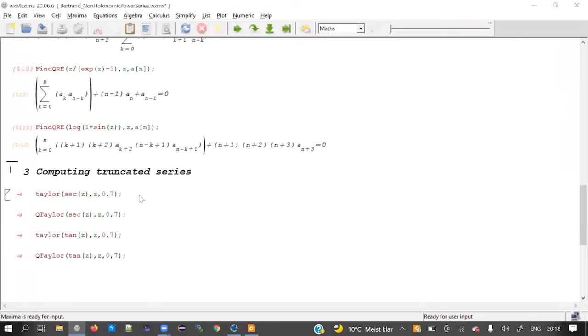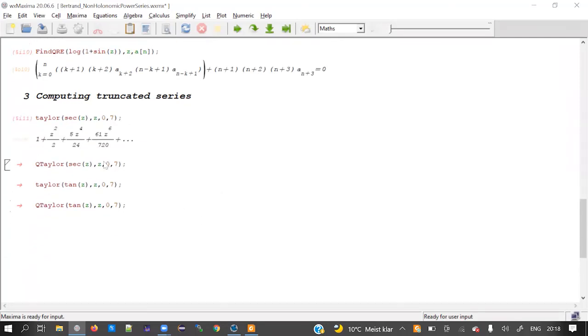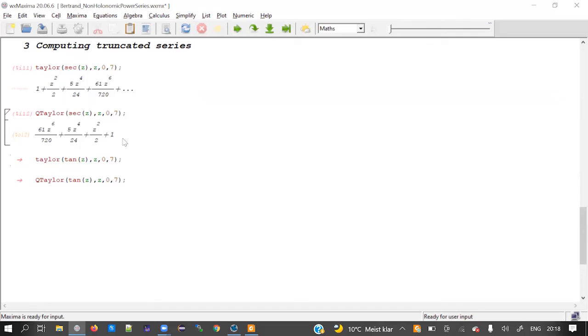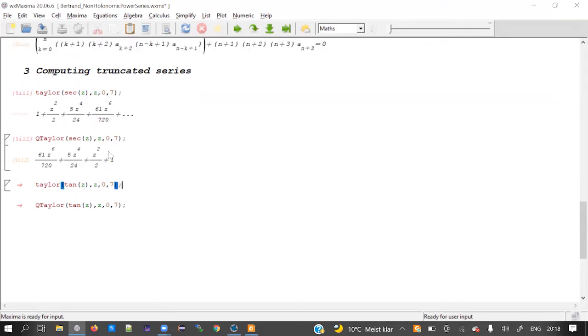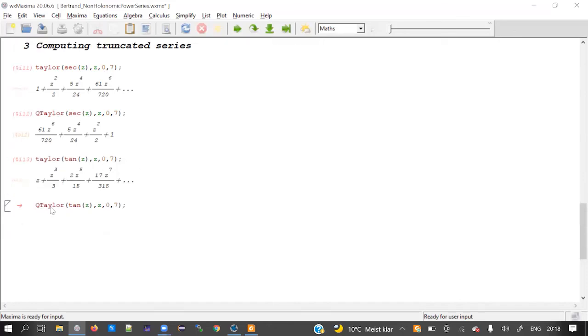Now, let us see some computations in Maple and Maxima. We use our implementation to also compute truncated series of any order. Here, for example, we compute the truncated series for secant, using our implementation Q-Taylor. This is not implemented in our Maple package because it's not as efficient as the built-in command. However, in the holonomic case, this is more efficient. So we compute the Laurent polynomial or the Taylor polynomial, and as you can see, they are identical. For tangent of z, we have this one, and using our Q-Taylor, we also have the same truncated series.